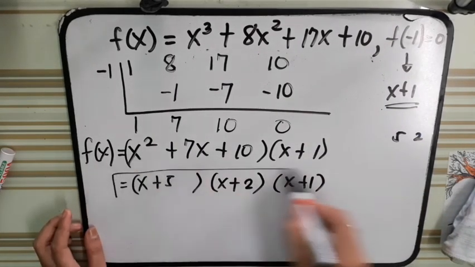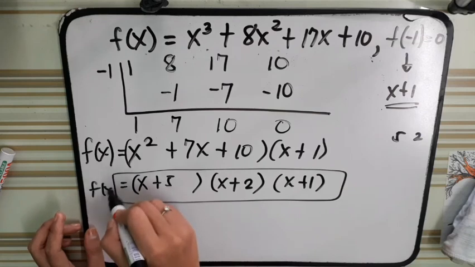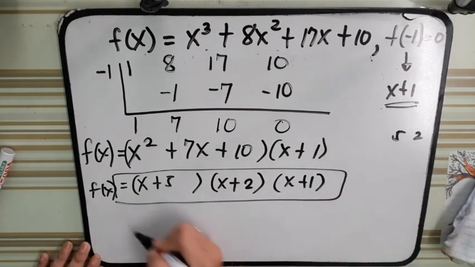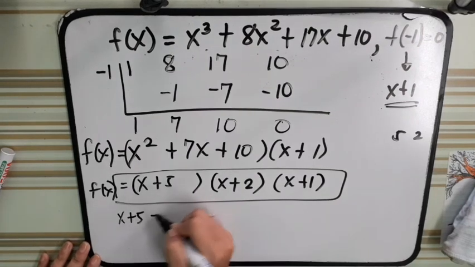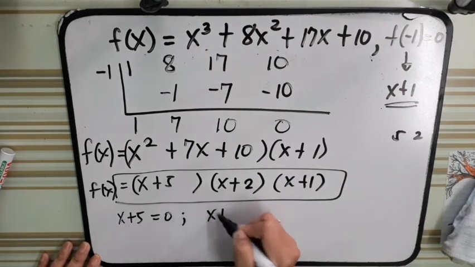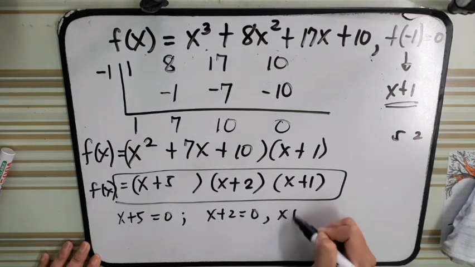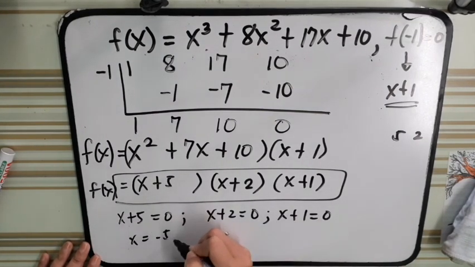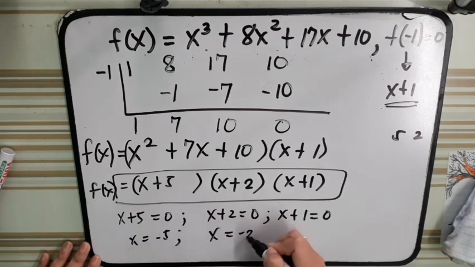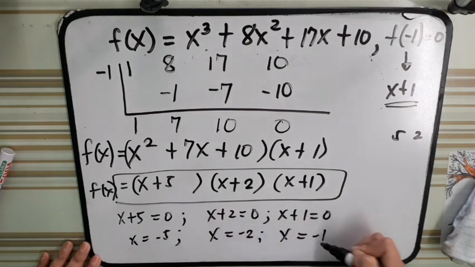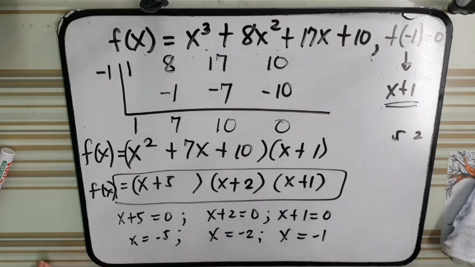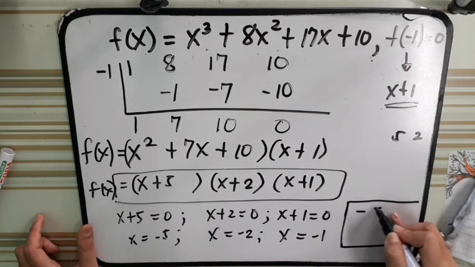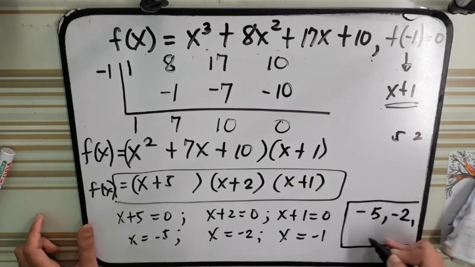Now, these are the factors of our polynomial function. Now, let's look for the zeros of the polynomial function. So, equate all the factors to 0. Then, find the value of x. So, x is equal to negative 5, x is equal to negative 2, and x is equal to negative 1. So, therefore, the zeros of the function are negative 5, negative 2, and negative 1.